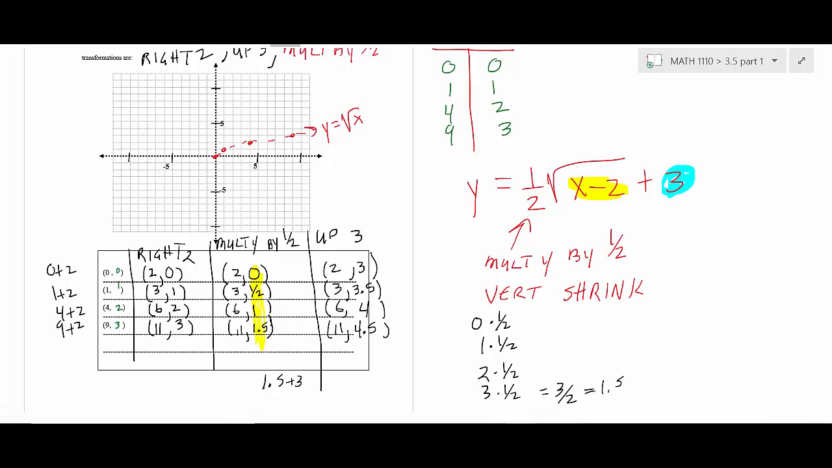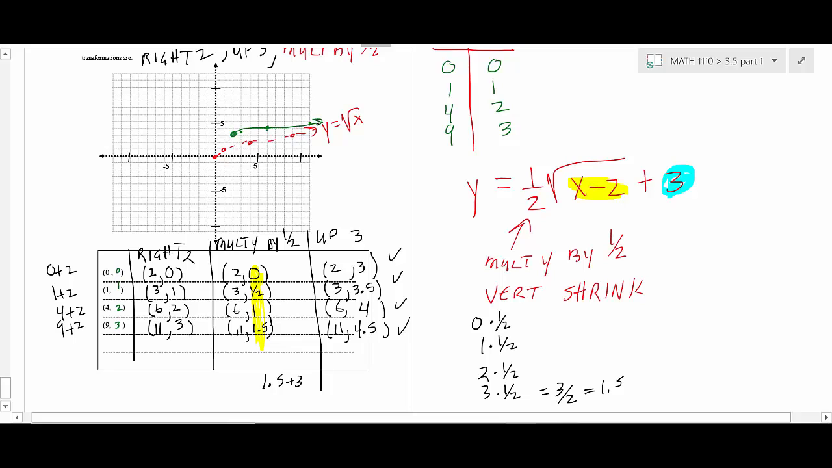Okay. All right, now if we go through and graph this, let's just graph these final 4 points here. Then what you would have is it looks like over 2, up 3. Then you would have over 3, up 3.5. So it's going to flatten a little bit. Then over 6, up 4. And then finally over 11, which would be over here, and up about 4.5.